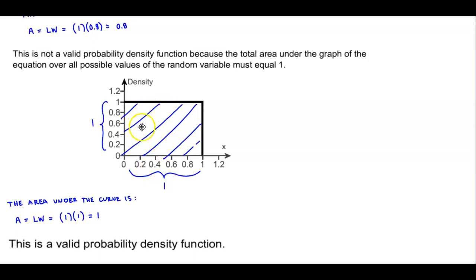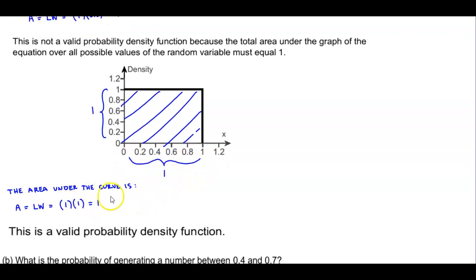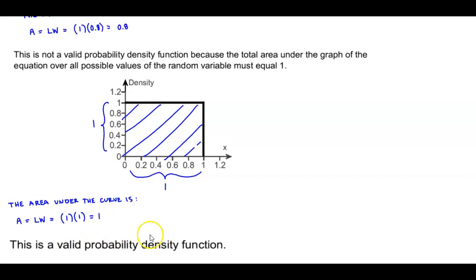Now, let's take a look at this density function. Okay, we want to find the area of what's inside here. Well, if we look at the width, this now goes from 0 to 1. So the width here is 1. And if we look at this length, we can see that it goes from 0 to 1. So again, the area is going to equal the length times the width, which is equal to 1 times 1, which is equal to 1. And so therefore, this is a valid probability density function.